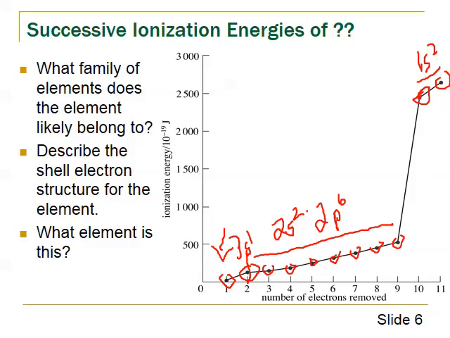Describing the electron shell structure, I've done that here. We have 2 electrons in the first level, 8 in the second level, and 1 in the third level. And the element here, well, looking at a periodic table, this must be sodium. 1s2, 2s2, 2p6, 3s1. All right, so hopefully that made some sense to you.